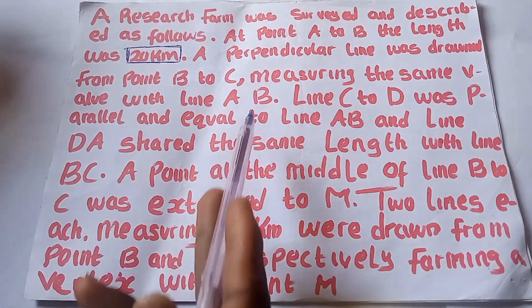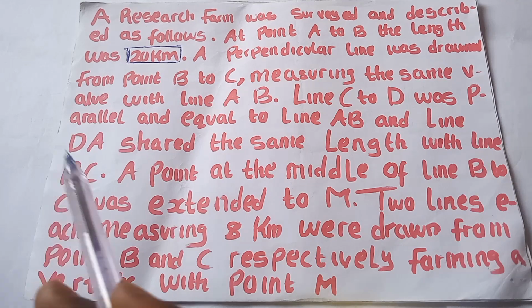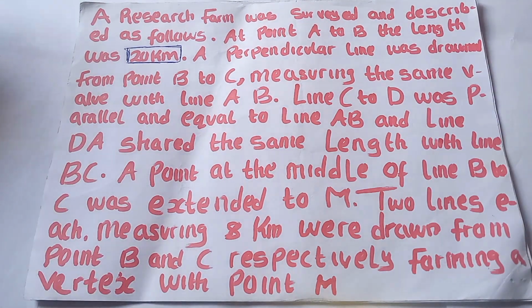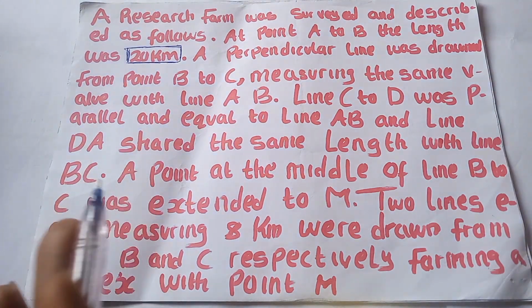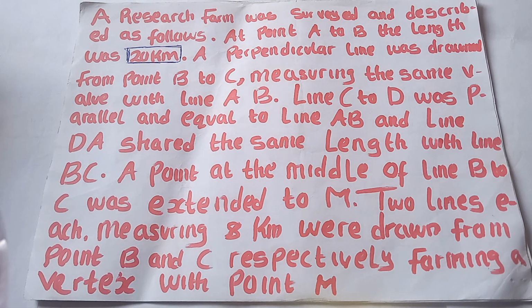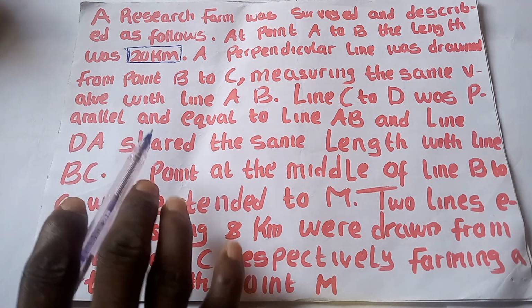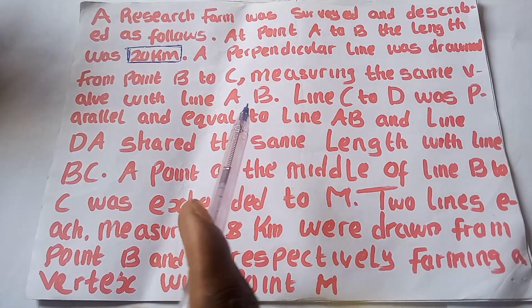Then a perpendicular line was drawn from point B to C, measuring the same value as line AB. Now, I would like to ask you, what is a perpendicular line? A perpendicular line is a line that is drawn from a point that makes a right angle with another line. That is what is known as a perpendicular line. Now, let's continue.